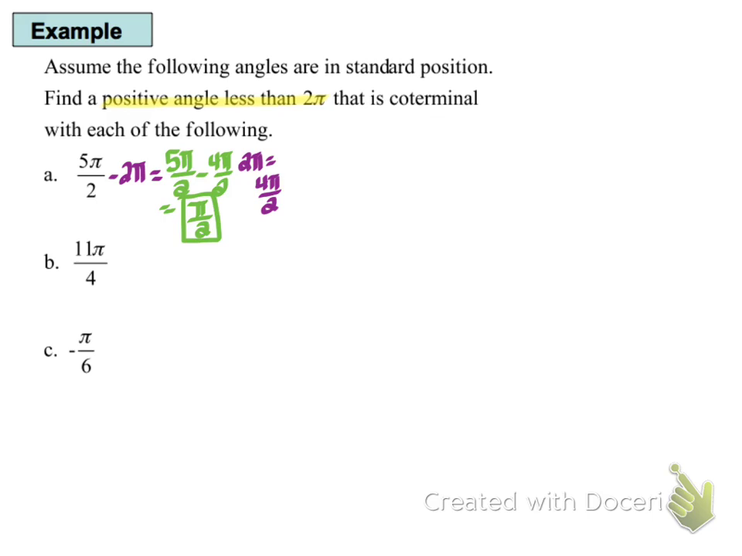The next one, 11 pi over 4. Now, again, I'm going to subtract 2 pi, and I need common denominators. So I want to know 2 pi over 1 is how many fourths? So if I multiply that by 4, I get 8 pi over 4. 2 pi is the same as 8 pi over 4. So we'll subtract 8 pi over 4. And when I do that, I get 3 pi over 4, which is again positive and less than 2 pi, so we're okay.